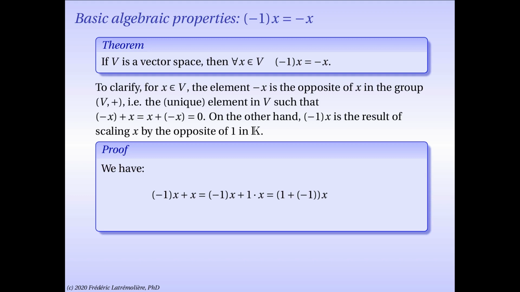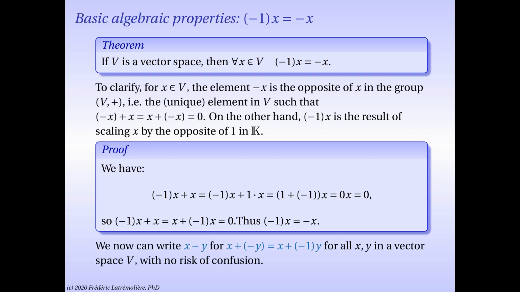Now I can use the distributivity of the scalar multiplication with respect to addition, and I get a sort of factorization, if you want, that minus 1 times x plus x is now equal to (1 plus minus 1 in the field) times x. Well, the sum of 1 and minus 1 in the field is 0. That's the definition of minus 1. And therefore we have shown that minus 1 times x plus x is equal to 0 times x, which we have proven on the previous slide is 0. Now, the addition is abelian, so we have it both ways. And we proved that in a group, the inverse is unique. So minus 1 times x must indeed be equal to minus x.